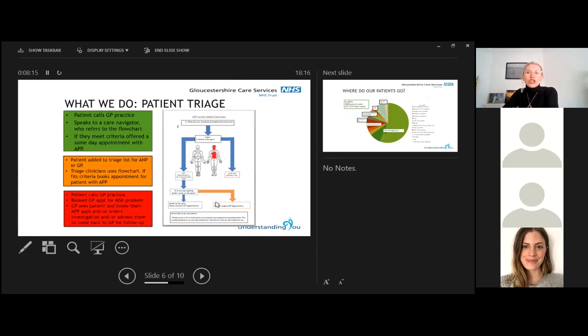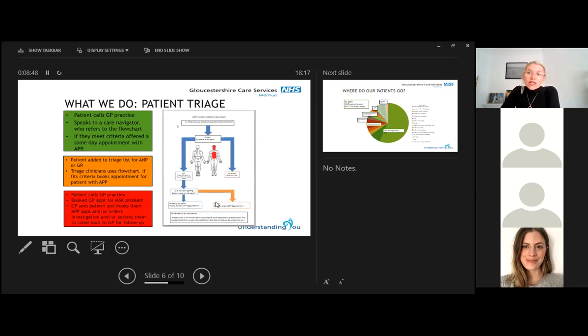This is how we triage our patients. So a good way to visualize it is through this traffic light system. Ideally, what we want is for the patient to call the GP practice, they speak to a receptionist, also called a care navigator, and if they follow correctly through the flowchart on the other side, which I'll go through in a moment, then the receptionist or care navigator offers them an FCP appointment. It says APP there, that means Advanced Physiotherapy Practitioner, but equally this could be FCP.